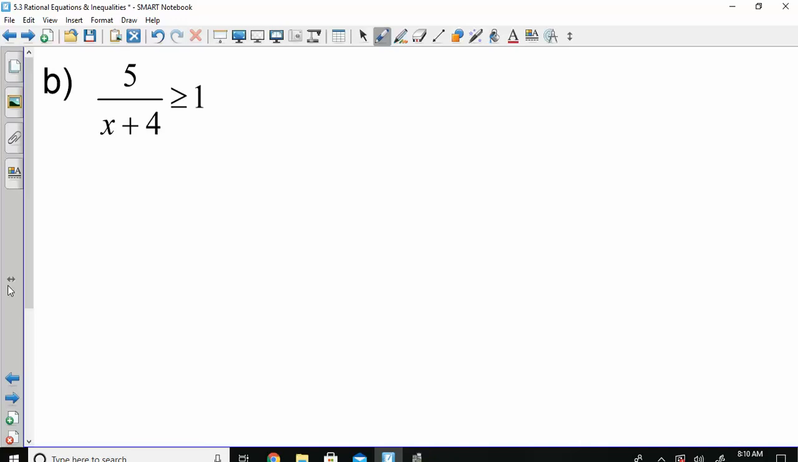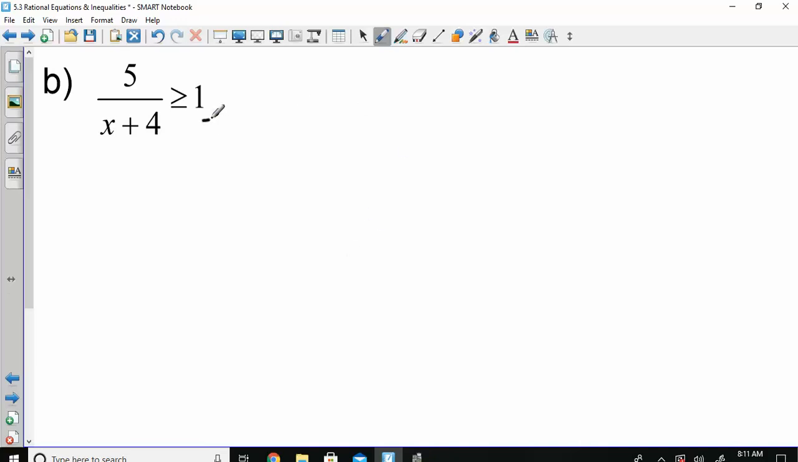Okay, this one is different. What changed? The top doesn't have an x with it, and on the other side of the inequality, it's not 0. For this strategy to work, we have to have a 0 here. Just like when you solve a quadratic, you always have to set it equal to 0. When we solve these rational inequalities, we always have to have the 0 there. So that's going to be my first problem, getting that 0.